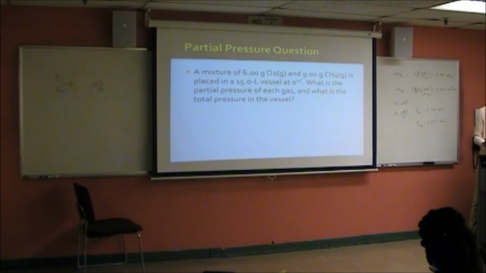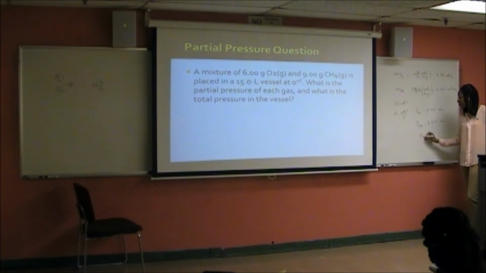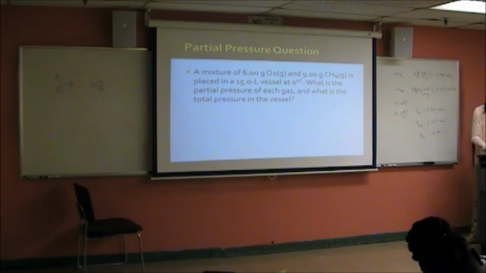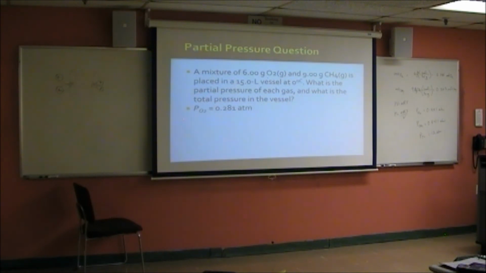And what about in total? You add it up and we get 1.122 atm. So I got 0.281 atm for oxygen gas, 0.841 atm for methane gas. You add them up, you get 1.122 atm. Okay?